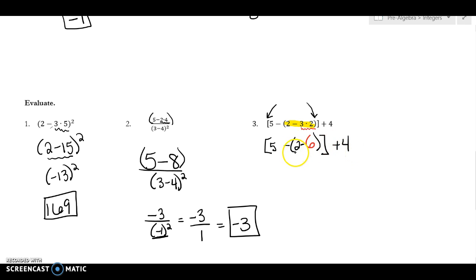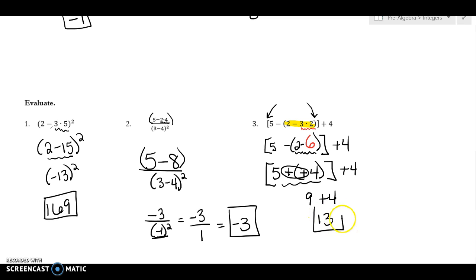So now I still have parentheses. I'm still inside, so I need to do that. 2 minus negative 6 is negative 4. And I'm going to bring everything else down, including the brackets. Now I have two negatives touching. I can circle them, and there's no number in between, so I can make plus. So 5 plus 4 is 9. Bring down my plus 4 here. And so I get 13.